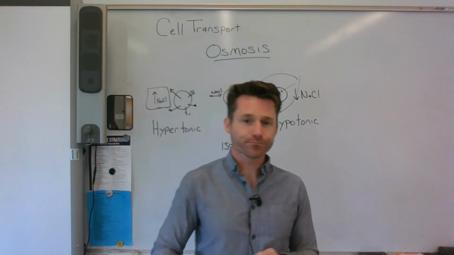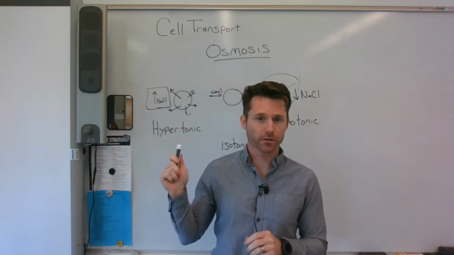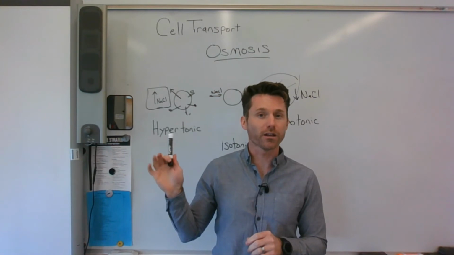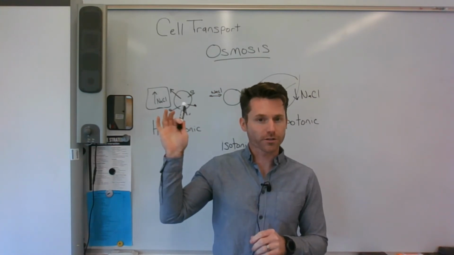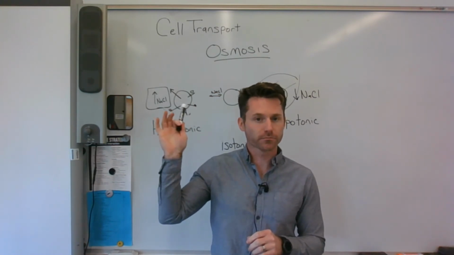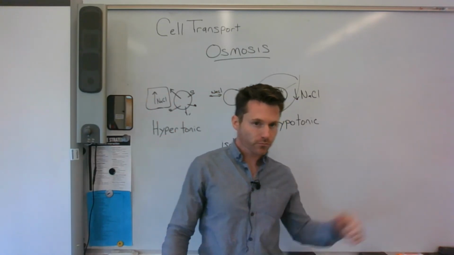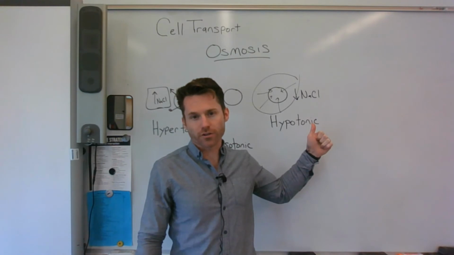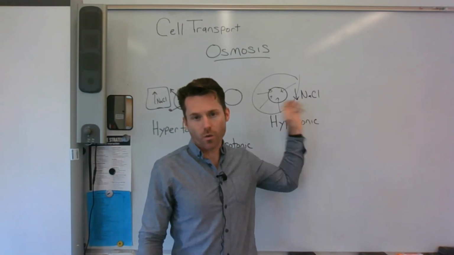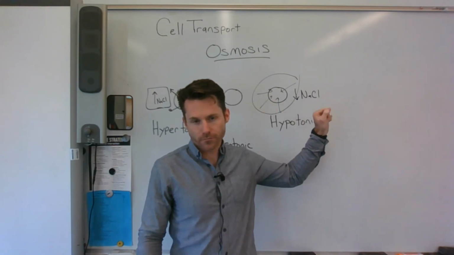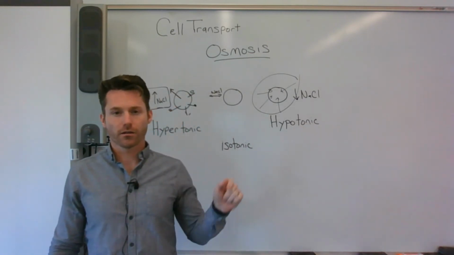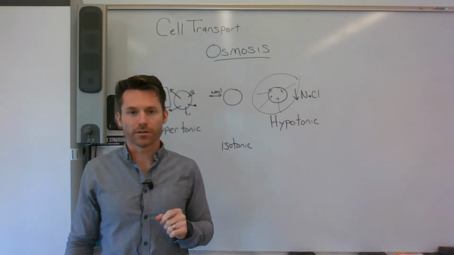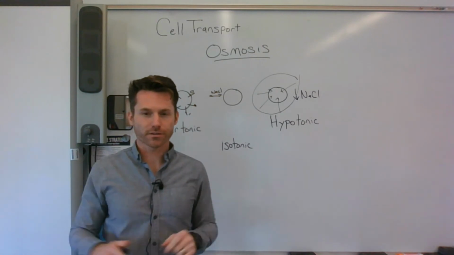But here we are. Hypertonic: I have a higher water concentration inside than outside. It rushes out. Hypotonic: I have a lower water concentration inside than out, so water rushes in. And then isotonic is equal and the same, balanced.